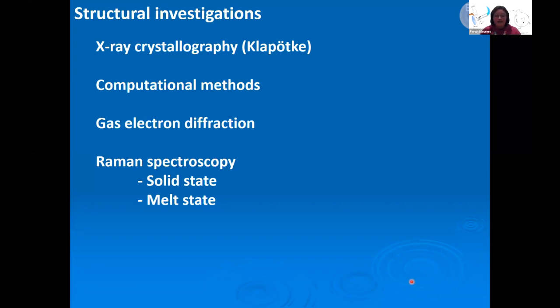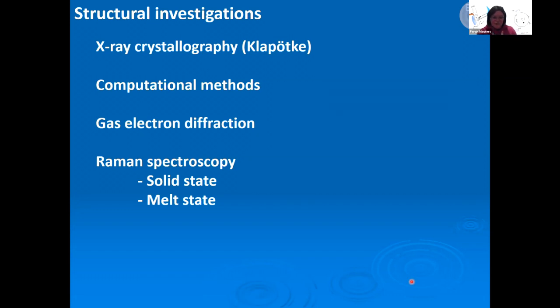So in the solid state, we did X-ray crystallography, well, I say we, so this sample actually originally came from Tom Klapötke, and anybody who's worked with him always has a bit of a rush of adrenaline whenever you get a compound from him, because they tend to be pretty explosive. This one wasn't, fortunately, but he's very well known for his high energy molecules that he works with. We obviously did some computational methods and investigation there, our electron diffraction experiment, and also our solid and melt state Raman spectroscopy.